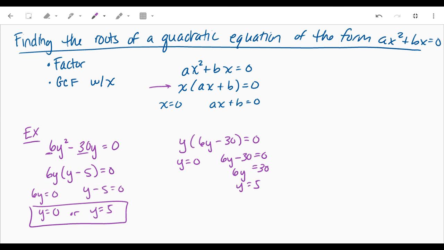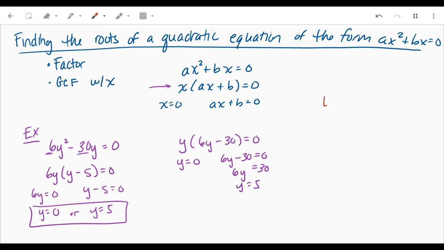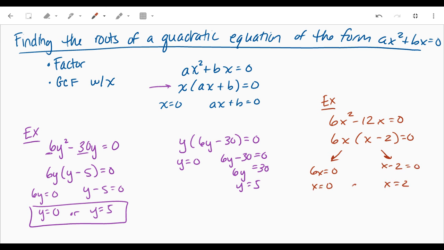We can do another example for that one. I'll just do it to the side over here. If we have something like 6x squared minus 12x equals 0. So we'd factor out a 6x and set them both equal to 0. So if 6x equals 0, then x is 0. If x minus 2 equals 0, then x is 2. And you get your two answers. Okay. All right, moving quickly here through some of these.